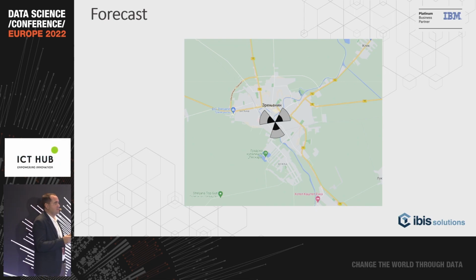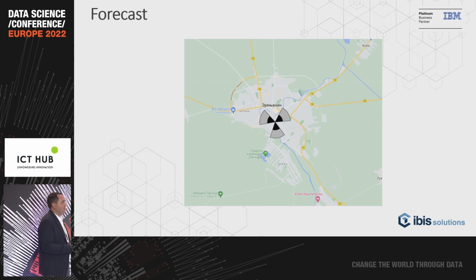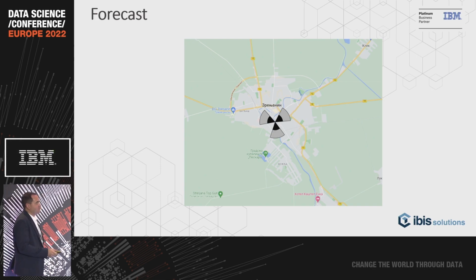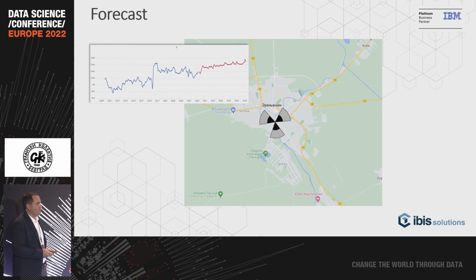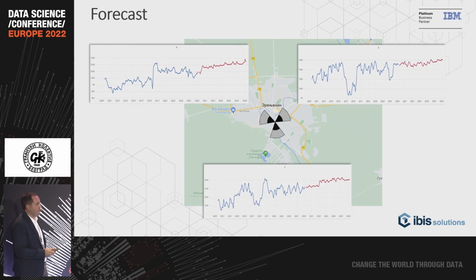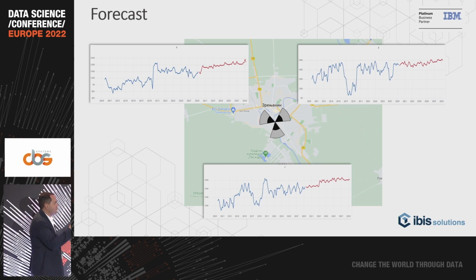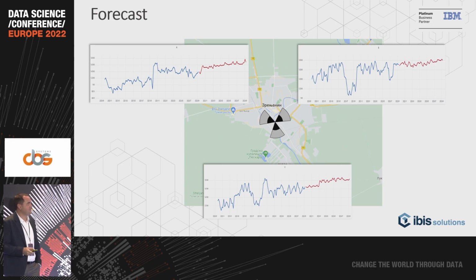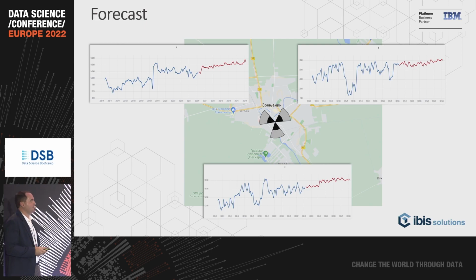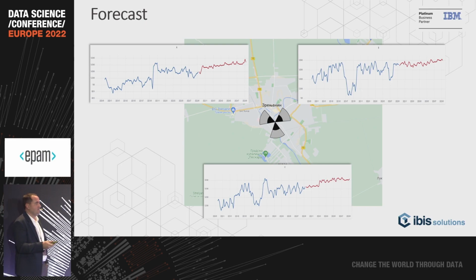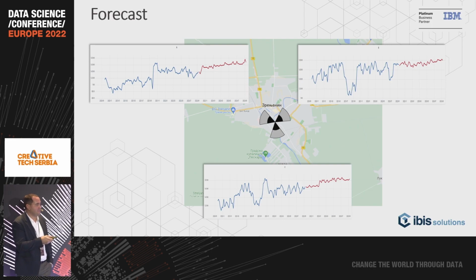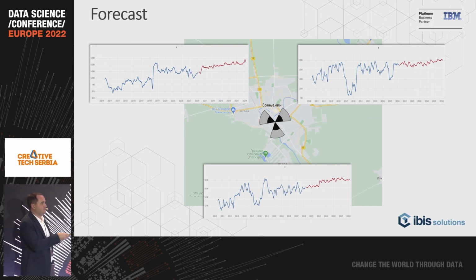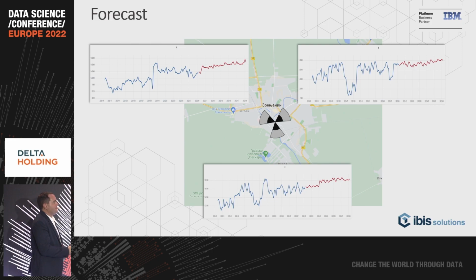What you see here is an example. It's a three-sector base station in one of the cities in Serbia. For each of these sectors, of course, we have data as a time series. The blue line represents the data that is already collected, and the red one illustrates the forecast. This is done per sector, so there is a different output for each of the three sectors because they cover different areas.